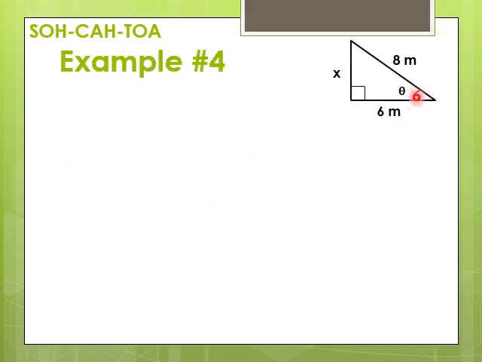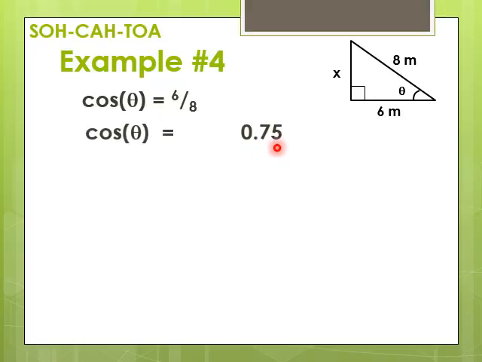Alright, so here we have another example. We got the adjacent, which is 6, and the hypotenuse, which is 8, and we don't know the opposite. We don't know the angle either. So if we have the adjacent and the hypotenuse, then we're going to use cosine in order to figure out the angle. So we use cosine of the angle equals 6 divided by 8. Punch in 6 divided by 8 in our calculator, we get 0.75.